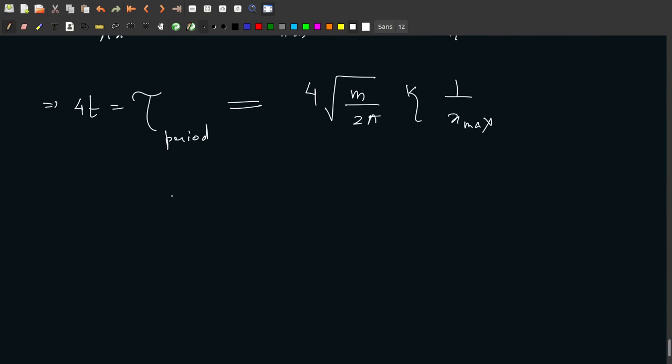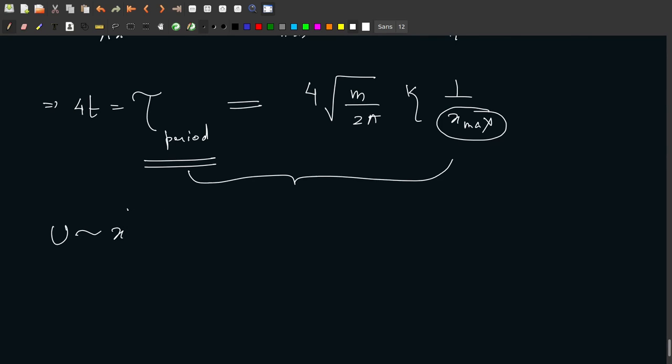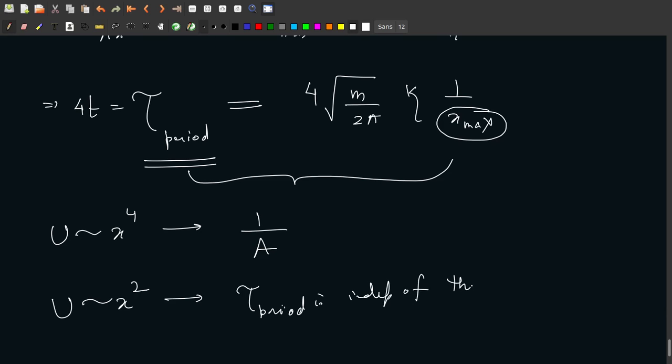The main point of the thing was to show that the time period is actually inversely proportional to the amplitude. For potentials going like x to the power 4, the time period is inversely proportional to the amplitude. For potentials like simple harmonic motion, going like x squared, the time period of oscillation is actually independent of the amplitude.